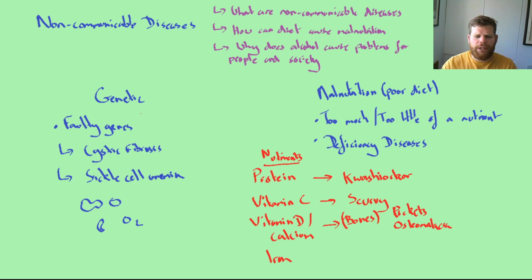So on to iron. Now, the deficiency disease for iron is called anemia. Just be really careful with the spelling here, okay, because it's got an extra A in it.